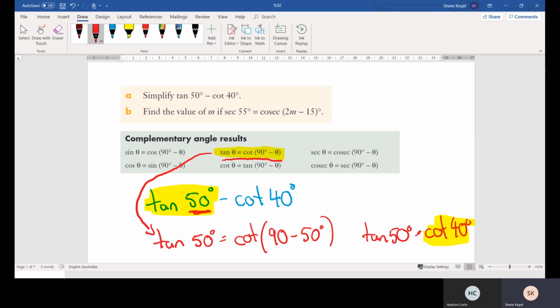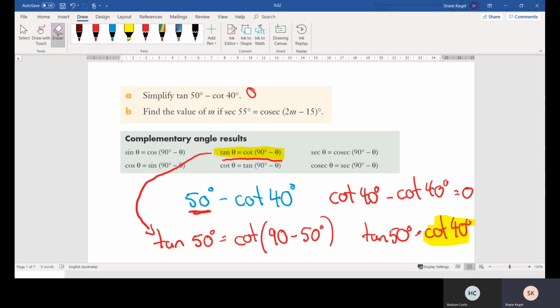So essentially I'm getting cot 40 take cot 40, and something take another thing just gives me 0. So that's quite an easy one there. So I'll pop 0 as my answer in. Let's get rid of this so we can do the second question.